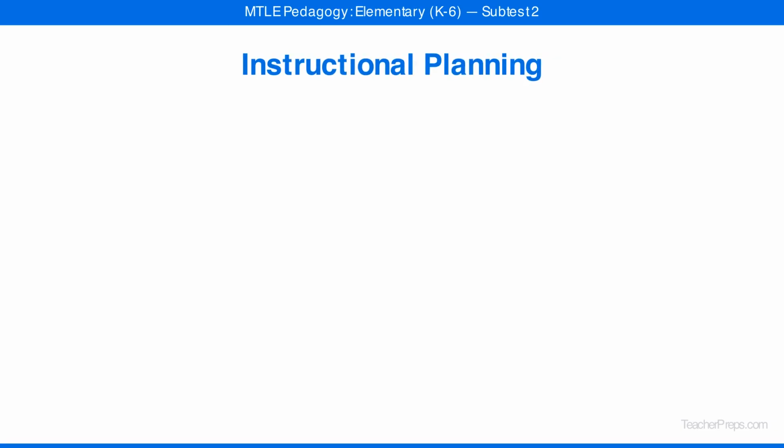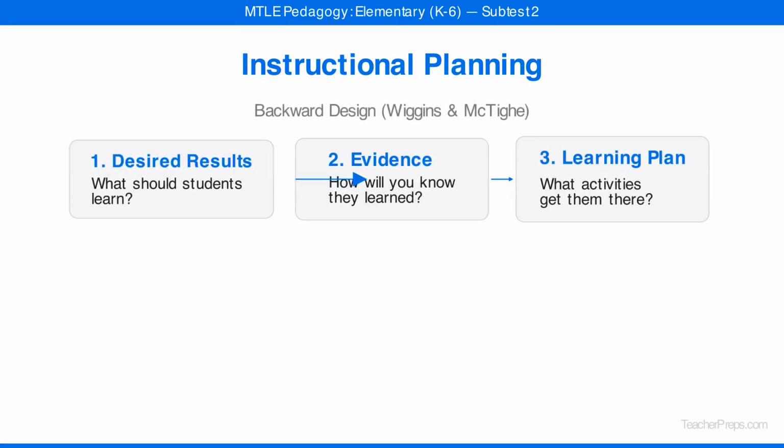Competency 8 is about instructional planning. Effective planning starts with standards. The state defines what students must know and be able to do. Backward design, from Wiggins and McTighe's Understanding by Design, is the gold standard for instructional planning.